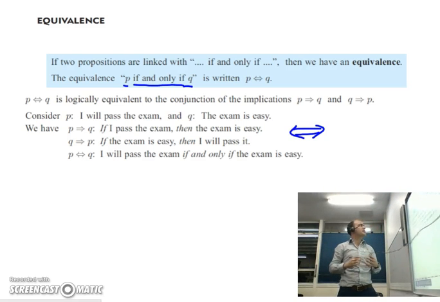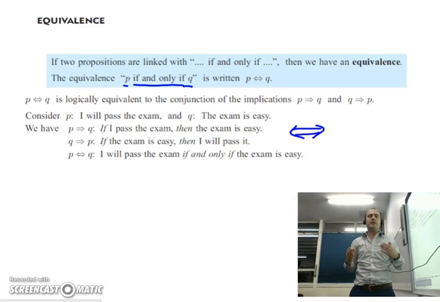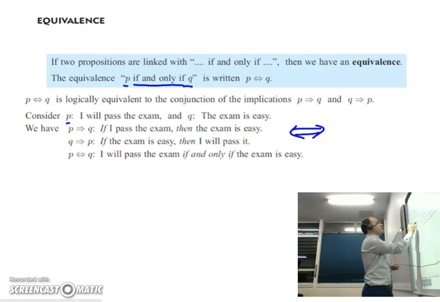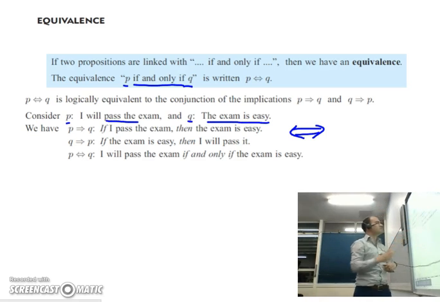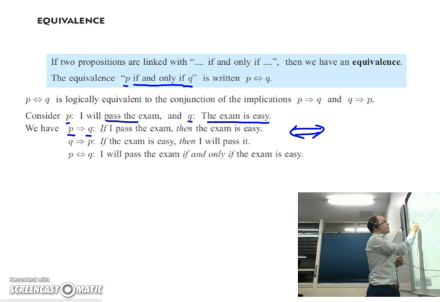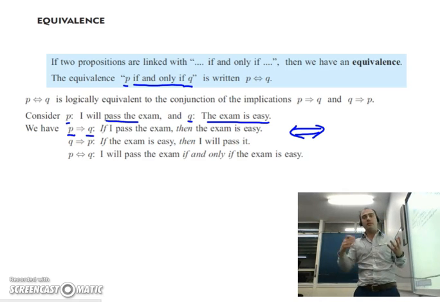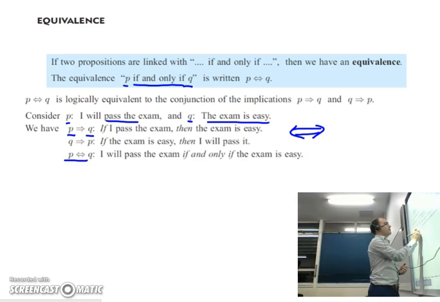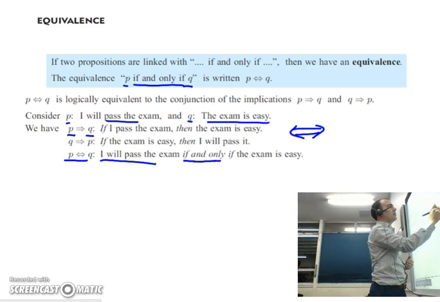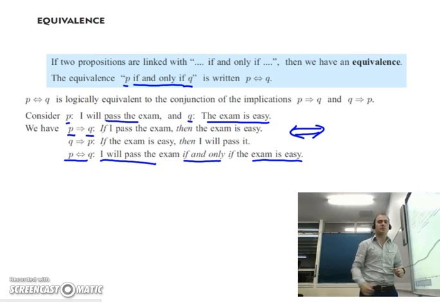So we say they're logically equivalent if they imply each other. So you can reverse the order and it still holds. So consider P, I will pass the exam, and our statement Q, the exam is easy. So if P, then Q: if I pass the exam, then the exam is easy. If we swap them around, if the exam is easy, then I will pass. Both of them still work. So we can say that they're logically equivalent. I will pass the exam if and only if the exam is easy. So it doesn't matter which order we have it in.